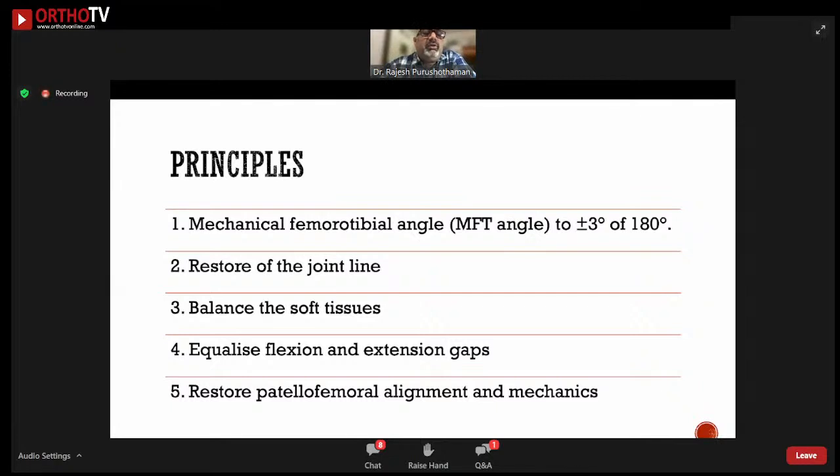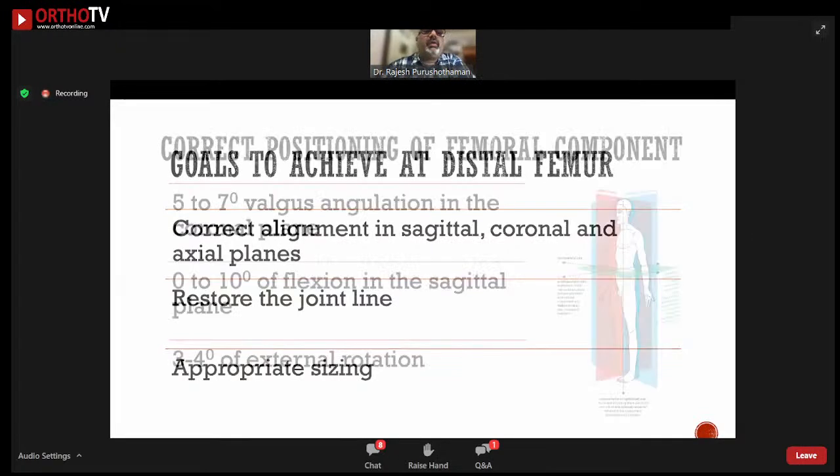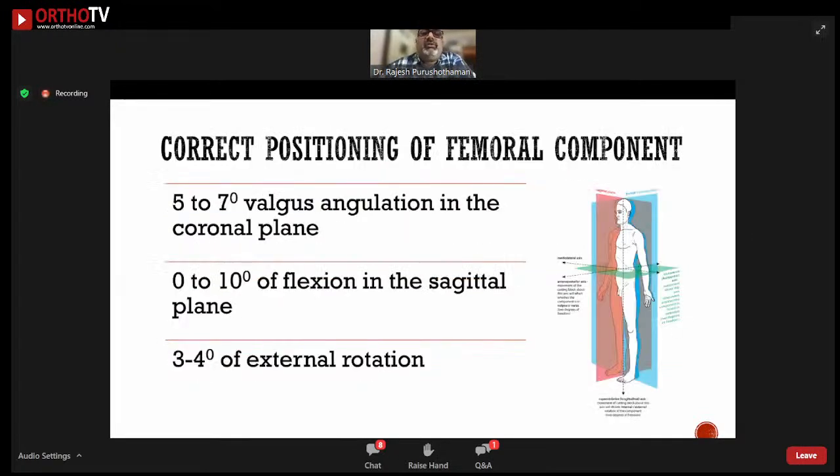We should restore the joint line. We should balance the soft tissues, equalize the flexion and extension gap, and restore the patellofemoral alignment and mechanics. At the distal femur, we should achieve correct alignment in the sagittal, coronal, and axial planes. We should restore the joint line. We should appropriately size the distal femur. The correct position of the femoral component will be 5-7 degrees of valgus angulation in the coronal plane.